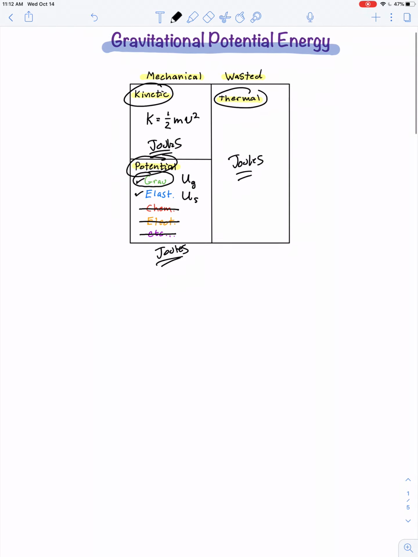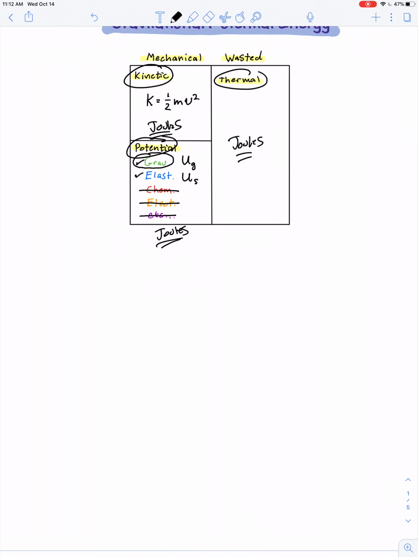Okay, so let's come up with an equation for gravitational potential energy. And we'll start by thinking about how much work is done when an object of mass m falls straight down, ultimately hits the ground, and falls through a displacement delta y.